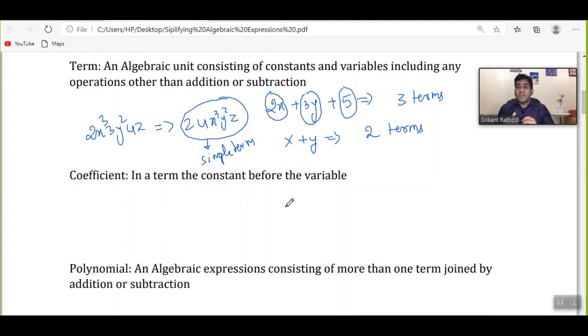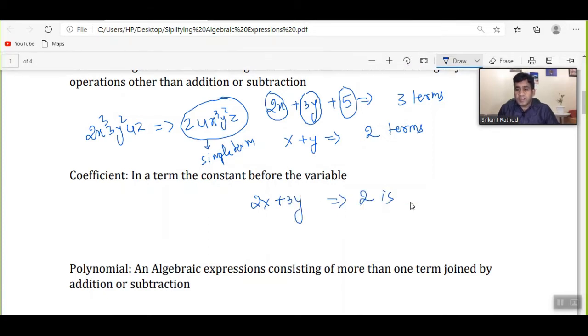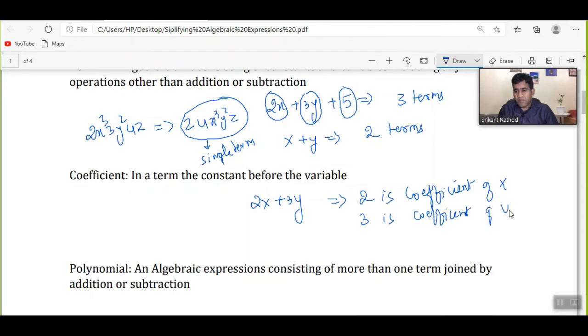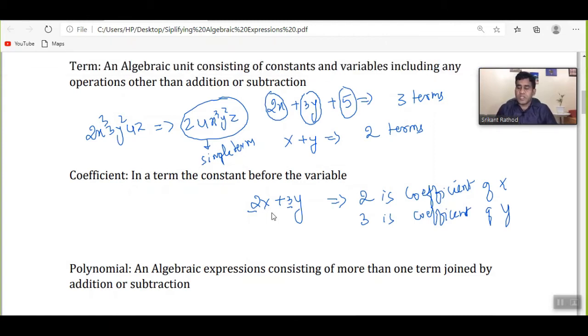Now what do you mean by a coefficient? Now a coefficient is a constant before the variable in an algebraic expression. So here 2x plus 3y, 2 is a coefficient of x, and 3 is the coefficient of y. So 2 and 3 are called coefficients. So there may be any letters as well. Okay, so those are called the coefficients.